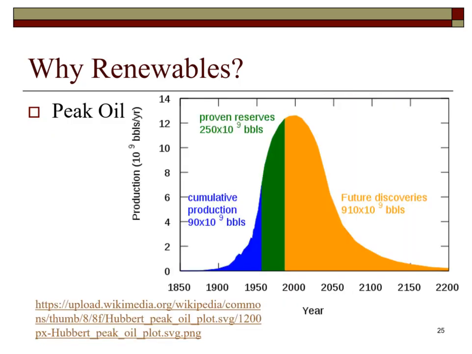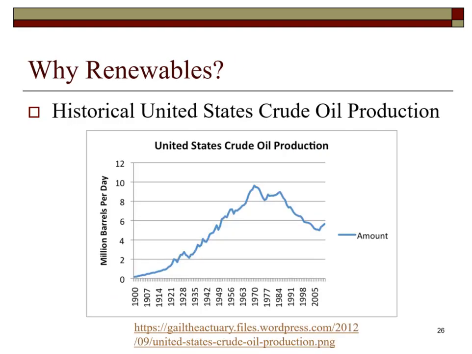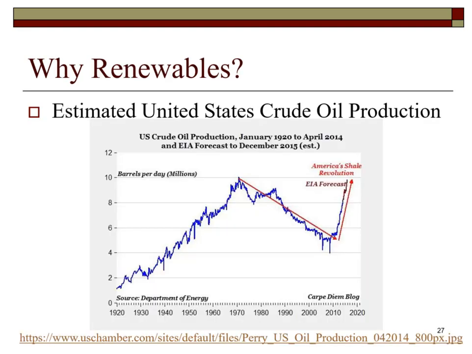This is the Hubbert curve. This is history. It clearly shows that Hubbert was correct. The United States has not produced oil at a higher rate than it did in about 1970. This is the previous curve with some prediction added on. The anticipated increase is due to hydraulic fracturing, or fracking. This prediction has not come to fruition.